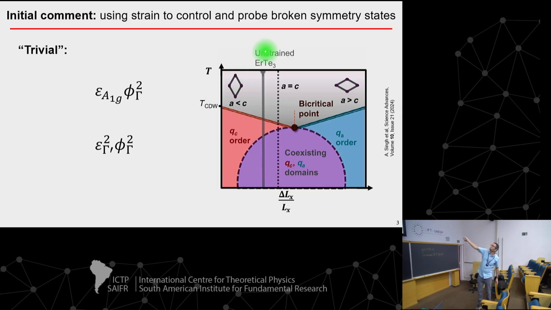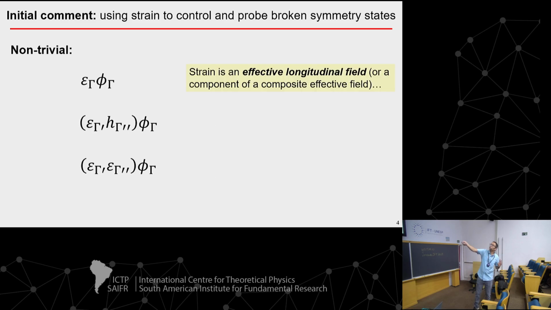Here, for example, is a material we've studied, charge density waves in erbium tritelluride. As a function of strain, this is one component of the strain tensor, you can tune critical temperatures, look at behavior near a bicritical point, all sorts of interesting things. But what I want to talk about today are perhaps what you might call more non-trivial couplings, where strain either belongs to the same irreducible representation as the order parameter, or where combined with either a magnetic field or possibly a strain of another symmetry, the combination of these forms an effective composite field, which can now couple to the order parameter.